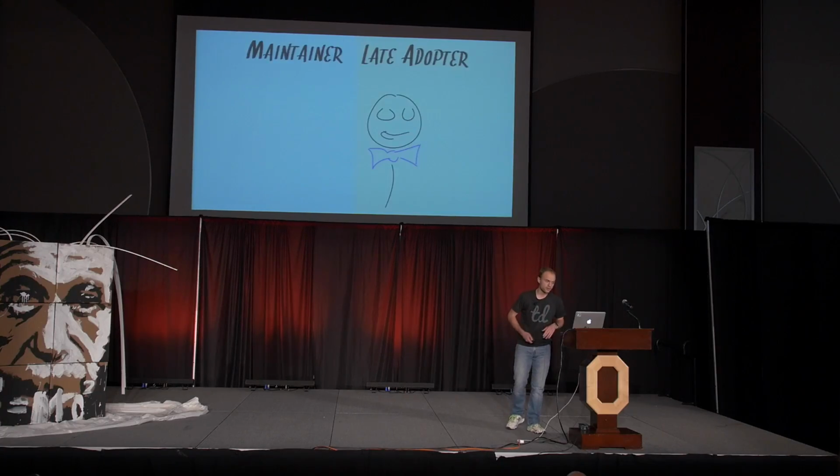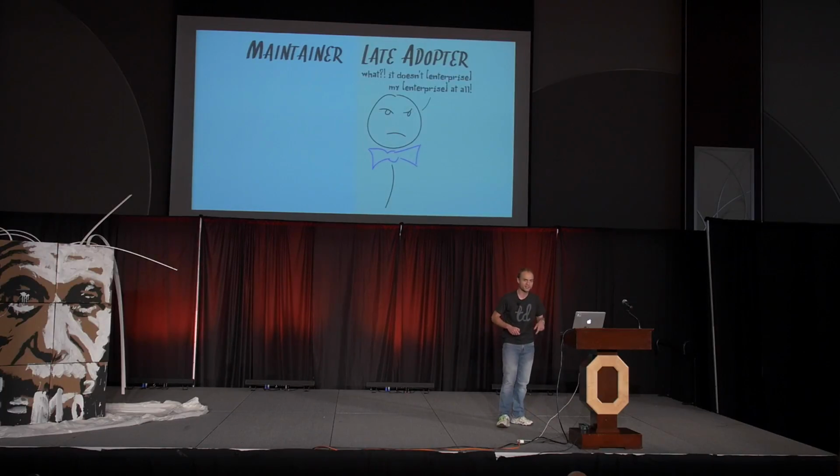And so it's not uncommon at all for late adopters to expect the maintainer to just do it for them. So often just a couple days later, a late adopter might put a stern look on their face and say, whoa, this thing doesn't enterprise my enterprise thing at all. How in the world could it not think about this important use case? And this is where entitled GitHub issue threads come from.